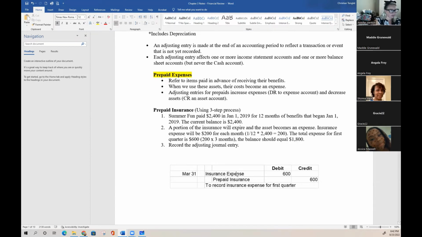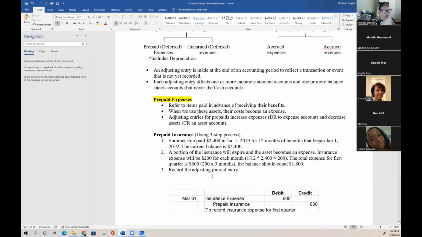So I have insurance expense. Whenever you record an expense, the only time you're ever really going to do a credit to an expense is if you've gotten a credit back for something you've returned or something like that, or you've gotten a credit for something maybe that you overpaid. So you had an adjustment that you had to do, so you have to credit expense. But anytime you have an expense, that's a debit. So we have an insurance expense for $600, and then we reduce that asset, prepaid insurance. We're going to do a credit for $600. So this is just to record our expense for the first quarter.